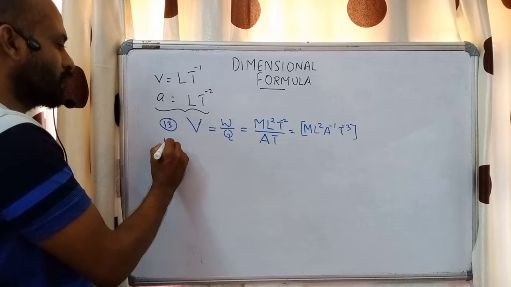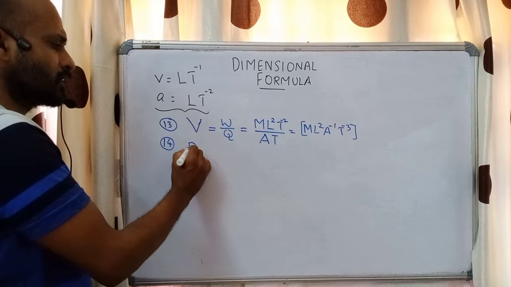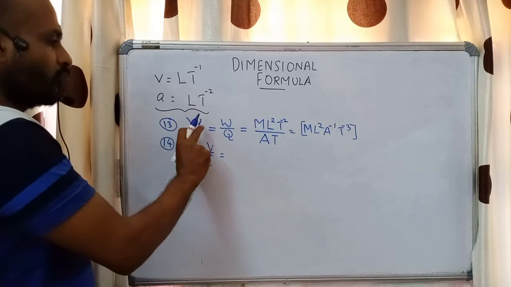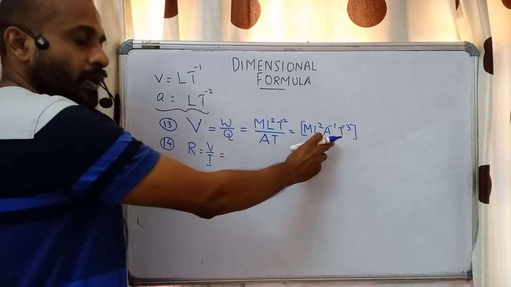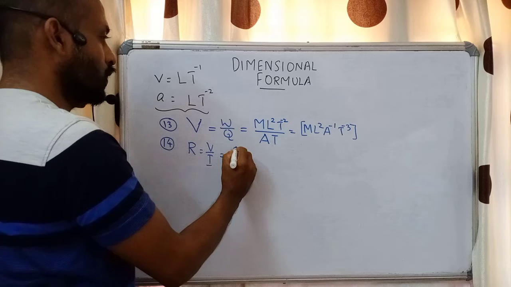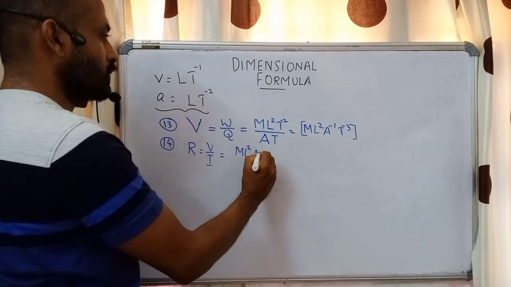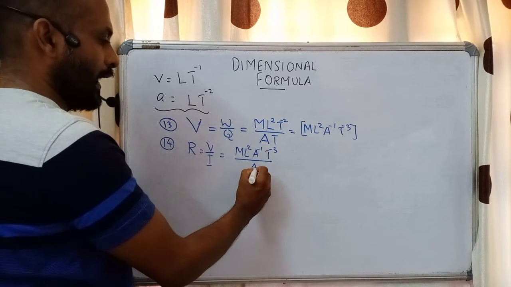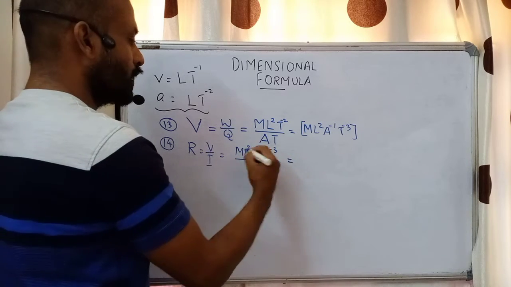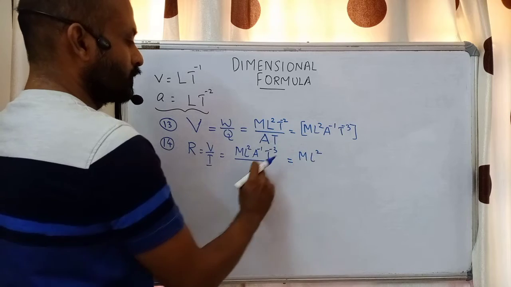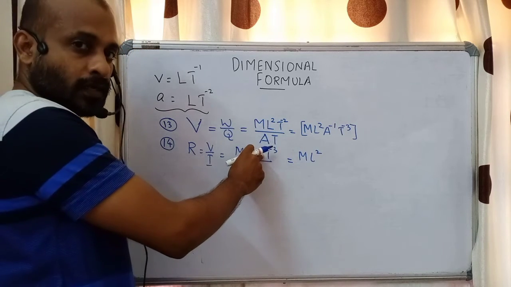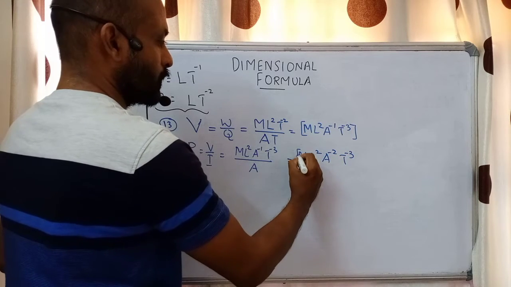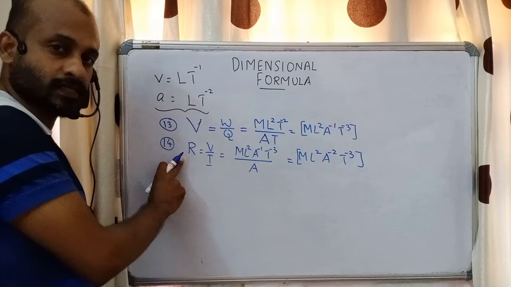If you know potential difference, we can get the dimension formula of resistance. R is equal to V by I. So just divide V by I. V has this dimension formula: m L square A raised to minus 1 t raised to minus 3, divided by current, dimension symbol A. So when you rearrange, what will you get? m L square. A also coming to the numerator, so A raised to minus 2. Then we have t raised to minus 3. This is the dimension formula of resistance.